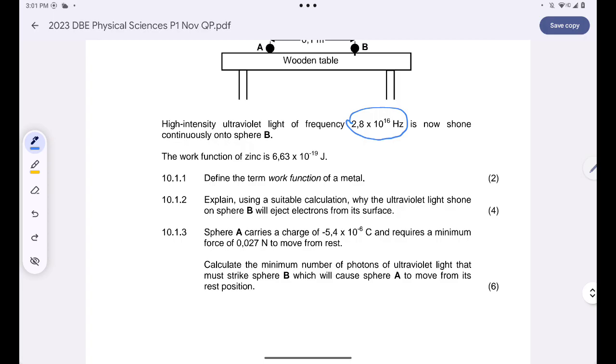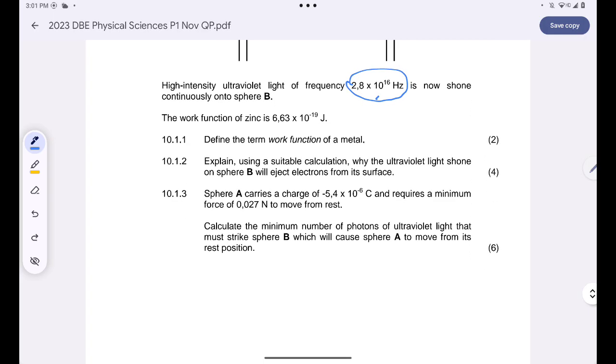Okay, then 10.1.2, we are being asked to explain using suitable calculations why the ultraviolet light shone on sphere B will eject electrons from its surface. We know that the frequency of the ultraviolet light is equal to this one. If the threshold frequency is lower than this frequency, then there will be emission of electrons, or you can say ejection of electrons. So how can we find out what the threshold frequency is?